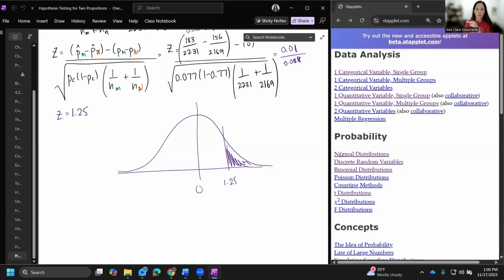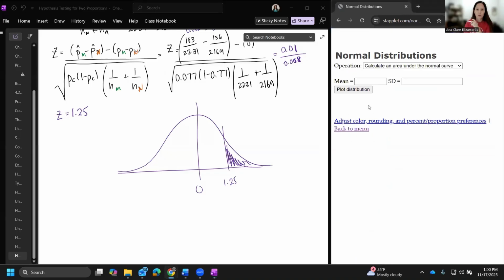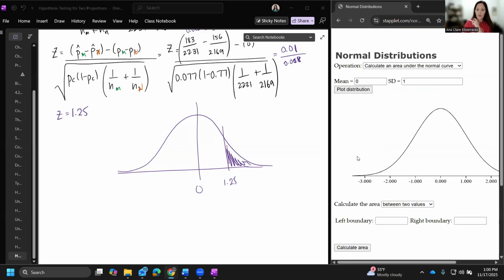So if we went to our normal distribution, and we entered in a mean of 0 and a standard deviation of 1 because we use a standard normal distribution, the probability of being to the right of 1.25 is roughly 10% or 10.56%. So the p-value is 0.1056.